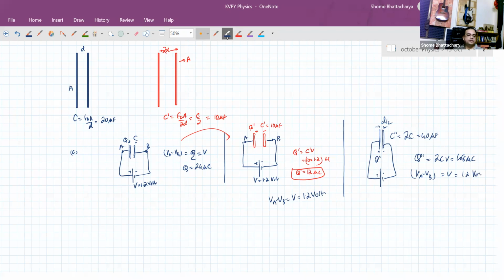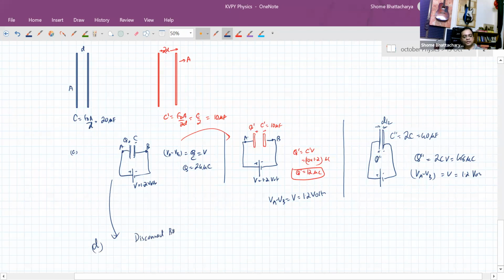Okay. But now if I do this, I've got this system first. Now I disconnect the battery. So in D part, I disconnect the battery. The moment I do that, I cannot change the charge on the capacitor. So this charge is now becoming fixed. This Q is equal to 24 microcoulomb. This is not getting disturbed. But what is changing is the capacitance.